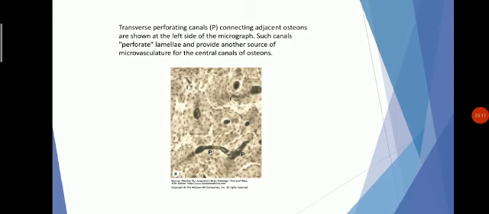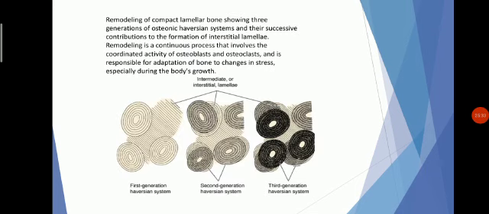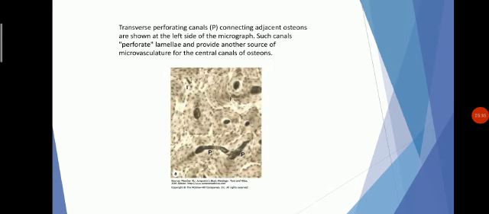Diagram showing transverse perforating canals connecting adjacent osteons, at the left side next to the micrograph. Such canals perforate lamellae and provide another source of microvasculature for central canals of osteons. This is the central canal of osteons, and this is the adjacent transverse perforating canals.